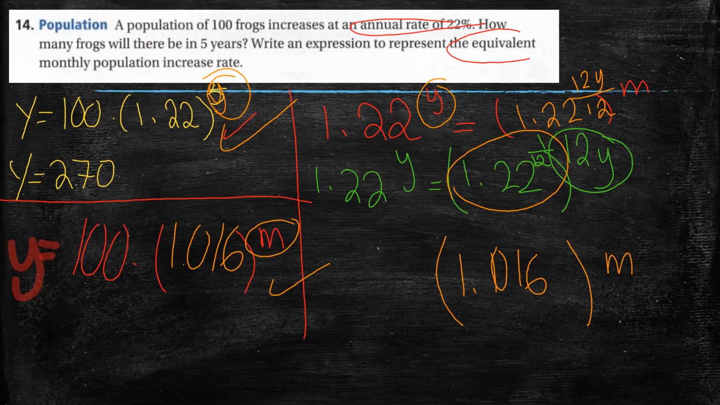I will do it here. As an example, after 3 months, you will say 1.016 raised to the power 3, multiplied by 100. So after 3 months, it will be 104. From the beginning, it was 100. After 3 months, it will be approximately 104 or 105 frogs. So after 3 months, it increased by 5 frogs. Okay?